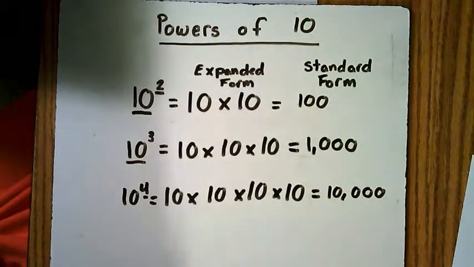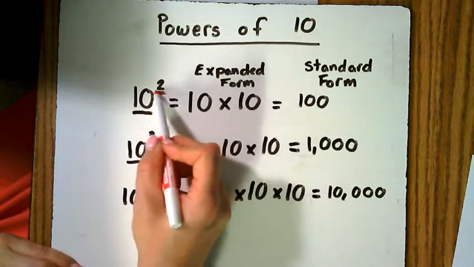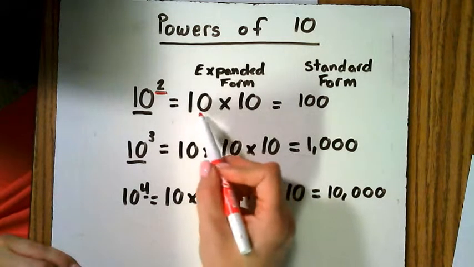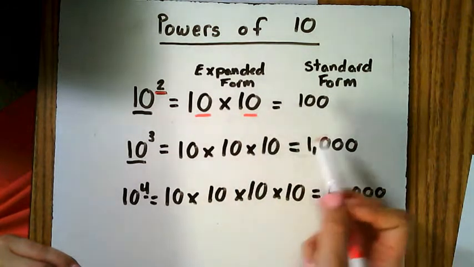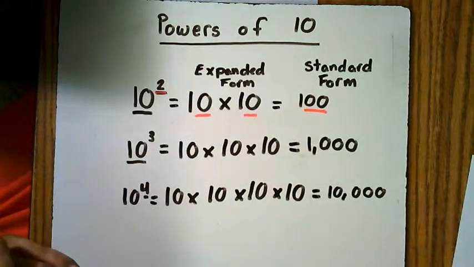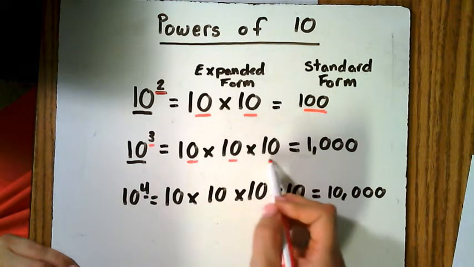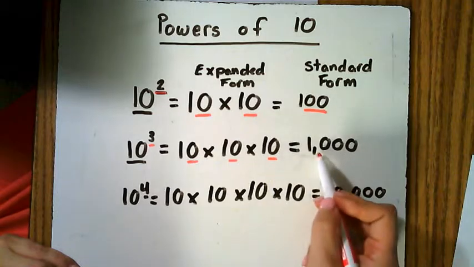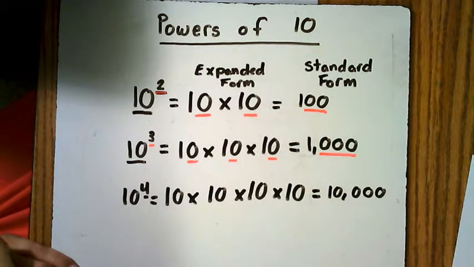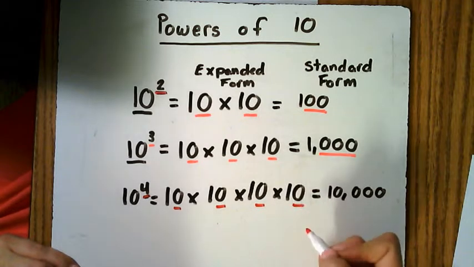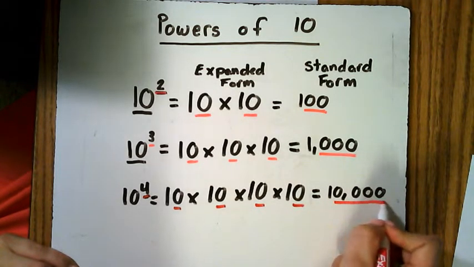Let's look at some patterns that we're starting to see. Look up here at 10 squared. We see that our exponent is a 2. We know that exponent tells us to multiply 10 2 times. So we multiply 10 by 10, and we get the number 100. When we multiply 10 to the third power, that's 10 times 10 times 10, and we see that we get the number 1,000. Are you starting to notice that pattern yet? When we did 10 to the fourth, we multiplied 10 by 10 by 10 by 10, and we got 10,000.